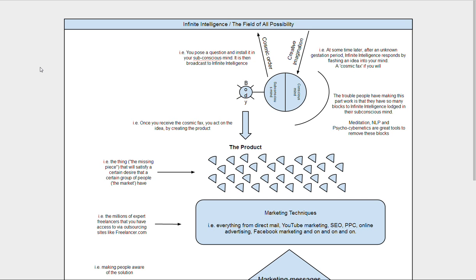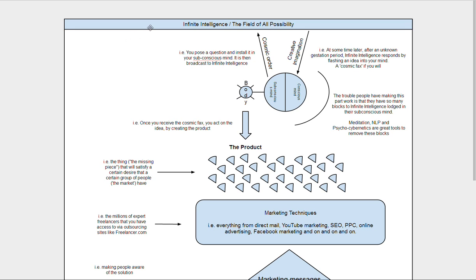This one's like a collection of lots of different things put together into one model. So the outcome of this is a theory almost of how to turn whatever you call it, consciousness or infinite intelligence or spirit or the field of all possibility, whatever you call it, how to turn that into wealth and money, right? Using the laws of physical reality, economics and marketing and all that stuff. So it's kind of a collection of almost everything.